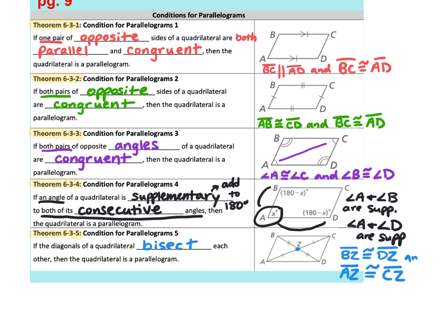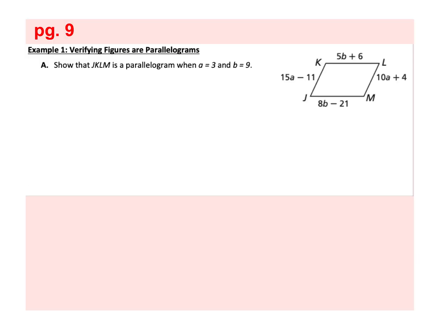So because the diagonals are bisected, we get those matching parts. That makes the quadrilateral a parallelogram. So these 5 conditions are going to be really important. We're going to use these theorems throughout this entire lesson to justify if something is a parallelogram or not. Let's go ahead and try an example.